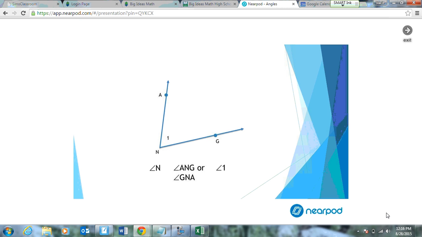Yes, sir. Yep, exactly. Point on the ray, vertex, point on the ray. Turn and teach. Teach that to somebody. Whoever talked the last time, the other person talks this time.